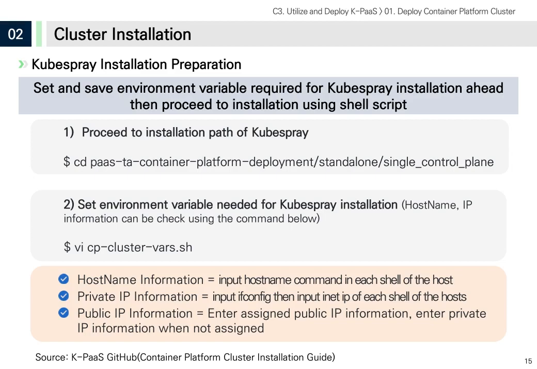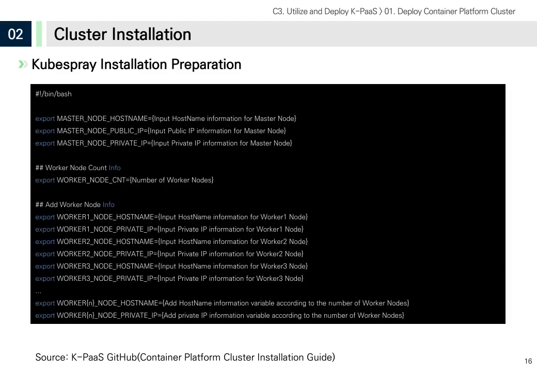In this step, we'll predefine the necessary environment variables and then run the installation through a shell script. First, navigate to the KubeSpray installation path. Next, define the environment variables required to install KubeSpray. You can find the host name and IP information in the commands at the bottom of the documentation. As you type the command, you should see the output as shown on the screen.